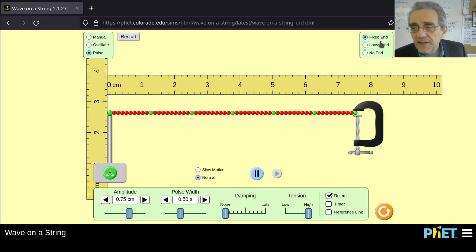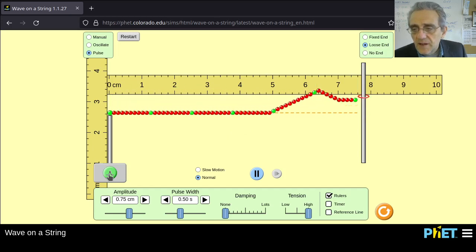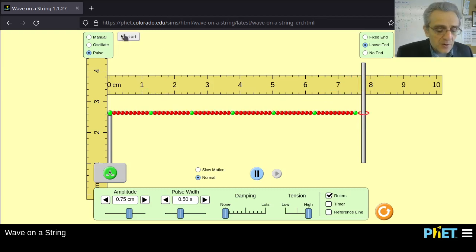Let's try the loose end. And let's actually send a pulse and let's watch what happens here. And now you notice this side's fixed, right? But when it gets reflected back from the loose end, it comes back upright. Okay? And if it's inverted, it comes back inverted. So it's not flipped. So this is the important one. And there you go. So let's stop this now and let's put that in our note.